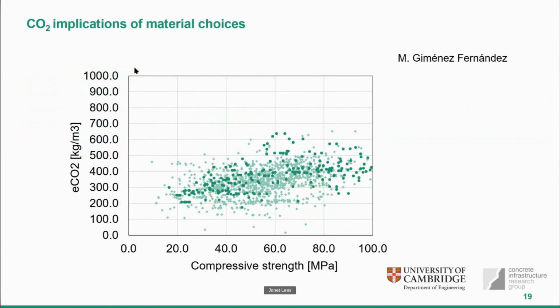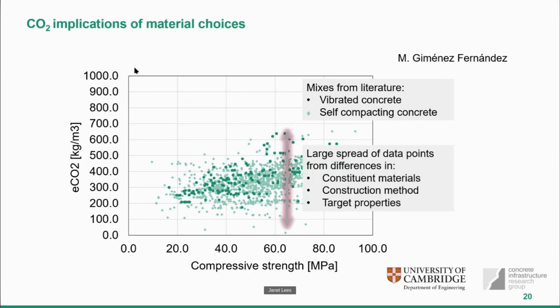And why that matters, putting the CO2 lens on this, is the implications of the material choices. This is work by my colleague Ma Gimenez-Fernandez, and what she did was look initially at vibrated concrete and self-compacting concrete. She looked through papers in the literature, looked at the mix compositions, mapped this to ECO2, and plotted that on the vertical axis against the compressive strength that people measured for those cubes. So these are results from the literature. But you see, again, this comes back to the point I made at the outset, that there's a great large spread because of differences in constituent material, construction method, and target properties.